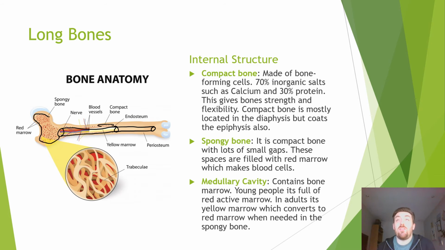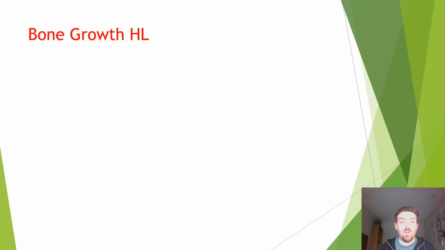So if, for example, I have an injury and I'm bleeding a fair bit, then my yellow marrow, which is kind of acting like a storage, will turn into red marrow to help replace any blood loss that I experience. This next slide is higher level. For the ordinary level lads, you can take a breather for a minute or two here. But there are a few slides after this that you will need to be aware of as well. So don't be running off.